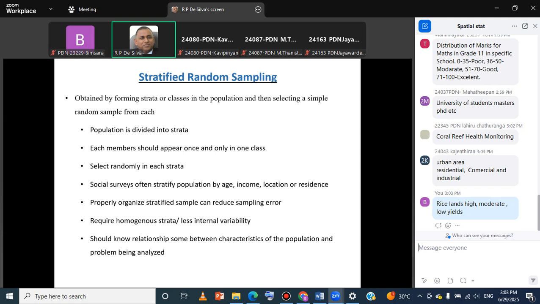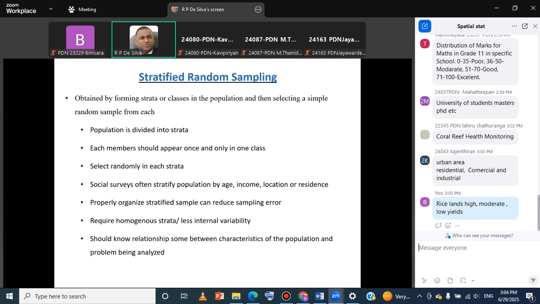right? Obtained by forming strata or classes in the population and then selecting a simple random sample from each. Population is divided into strata. Each member should appear once and only in one class or one strata, selected randomly in each strata. Social surveys often stratify population by age, income, location, or residence. A properly organized stratified sample can reduce sampling error, requires homogeneous strata, less internal variability, and you should know relationships between characteristics of the population and the problem being analyzed.